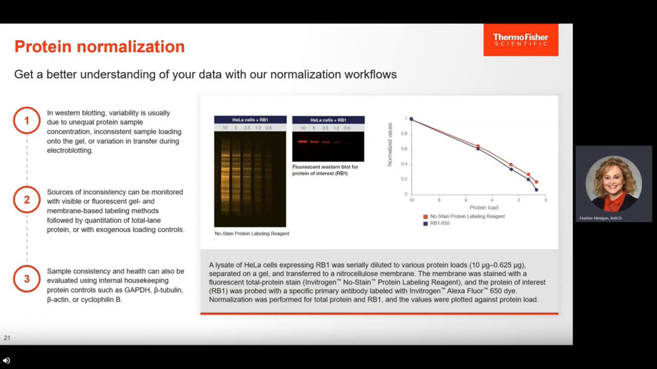Sample consistency and health can also be evaluated using internal housekeeping protein controls such as GAPDH, beta-tubulin, beta-actin, or cyclophilin B. In the results on the right, you will see an example of a HeLa lysate expressing RB1, which was serially diluted, separated, and transferred to a nitrocellulose membrane. The blot image on the left was stained with Invitrogen No-Stain fluorescent total protein stain, and the protein of interest was probed with a primary antibody labeled with Alexa Fluor 650 dye. Normalization was performed for total protein and RB1, and the values were plotted against protein load.